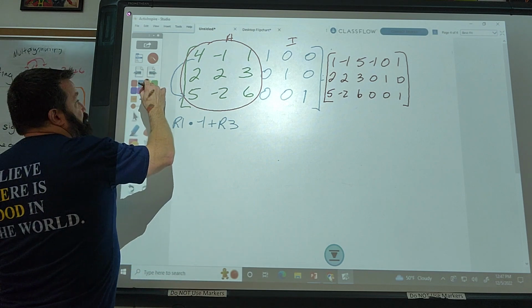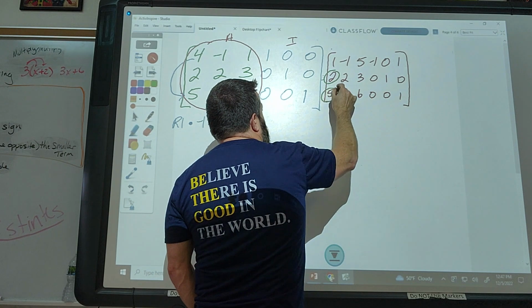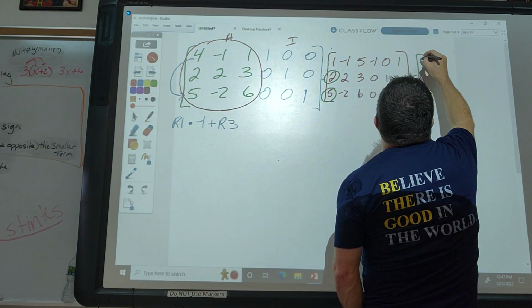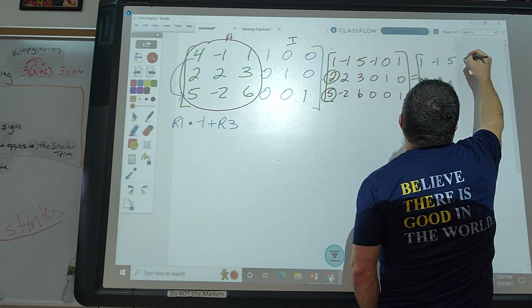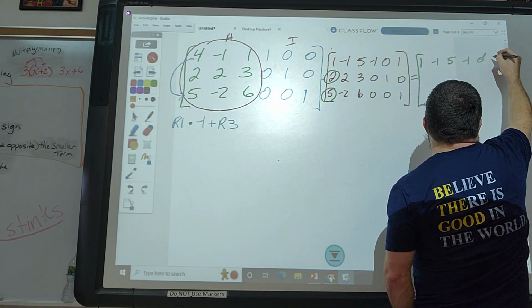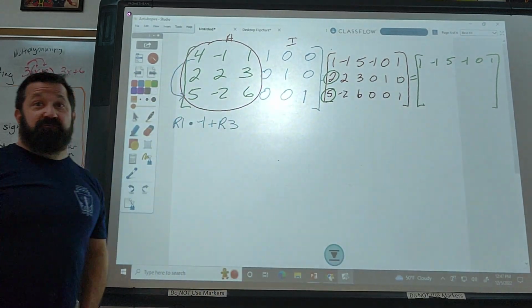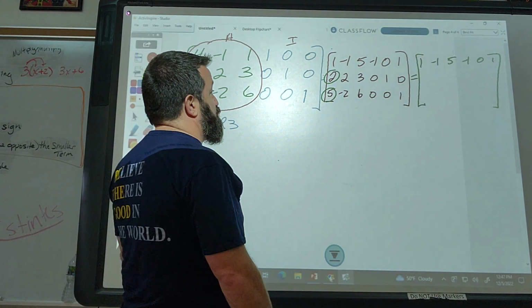So now, I need to make this a 0, and I need to make this a 0. So the top row is not going to change. 1, -1, 5, -1, 0, 1. What I don't like about this is there's a lot of writing down of numbers over and over again. It's really easy to mess up, like forget a negative sign or make a calculation error or something like that.